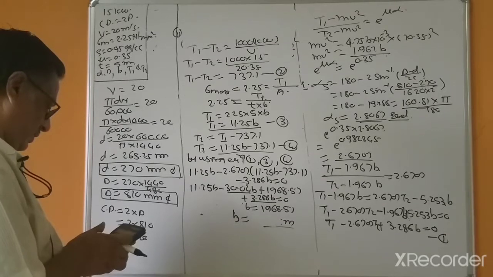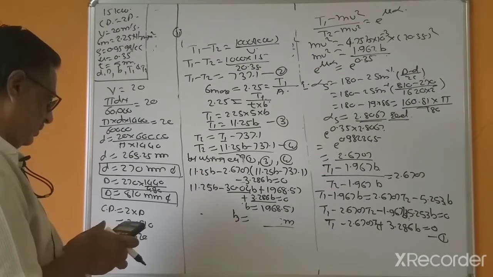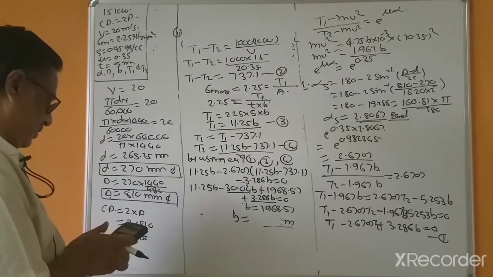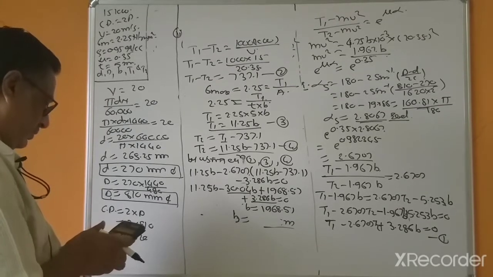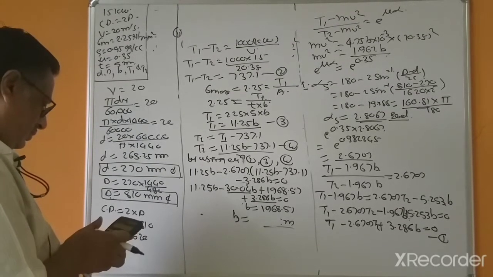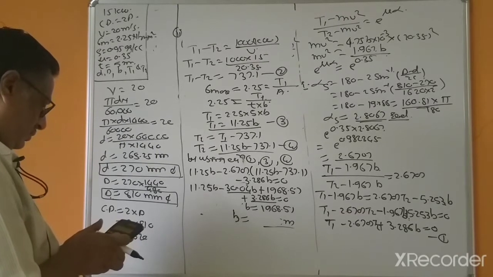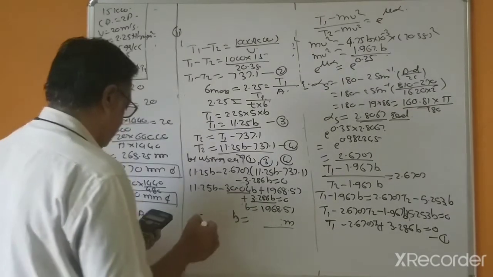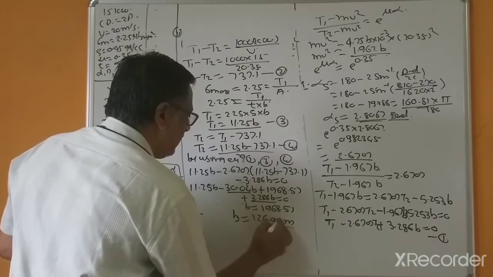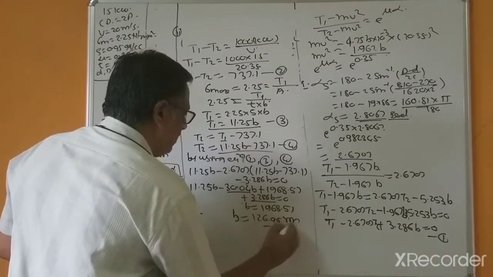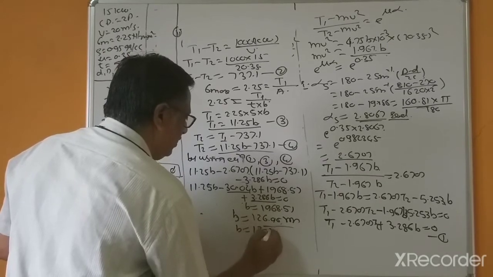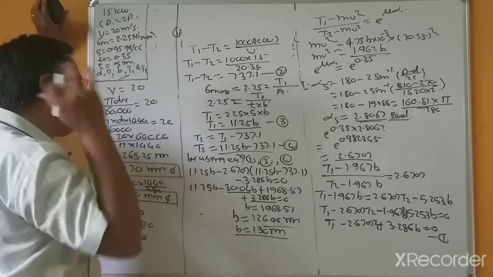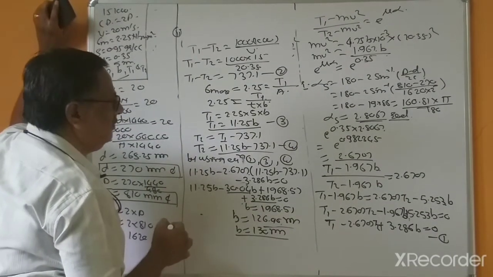Minus 11.25 minus 3.86. This is equal to 126.96 mm. So suppose this is 130 mm. So this is your B equal to. And now T1 equal to.